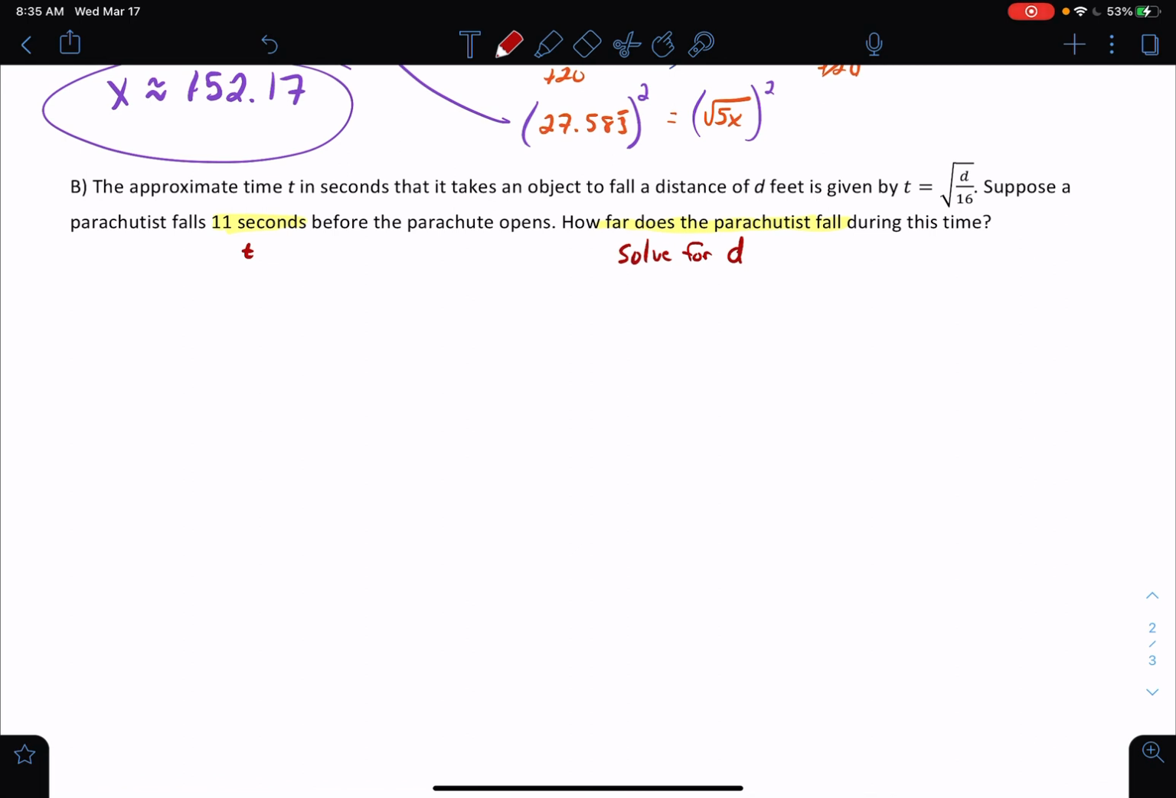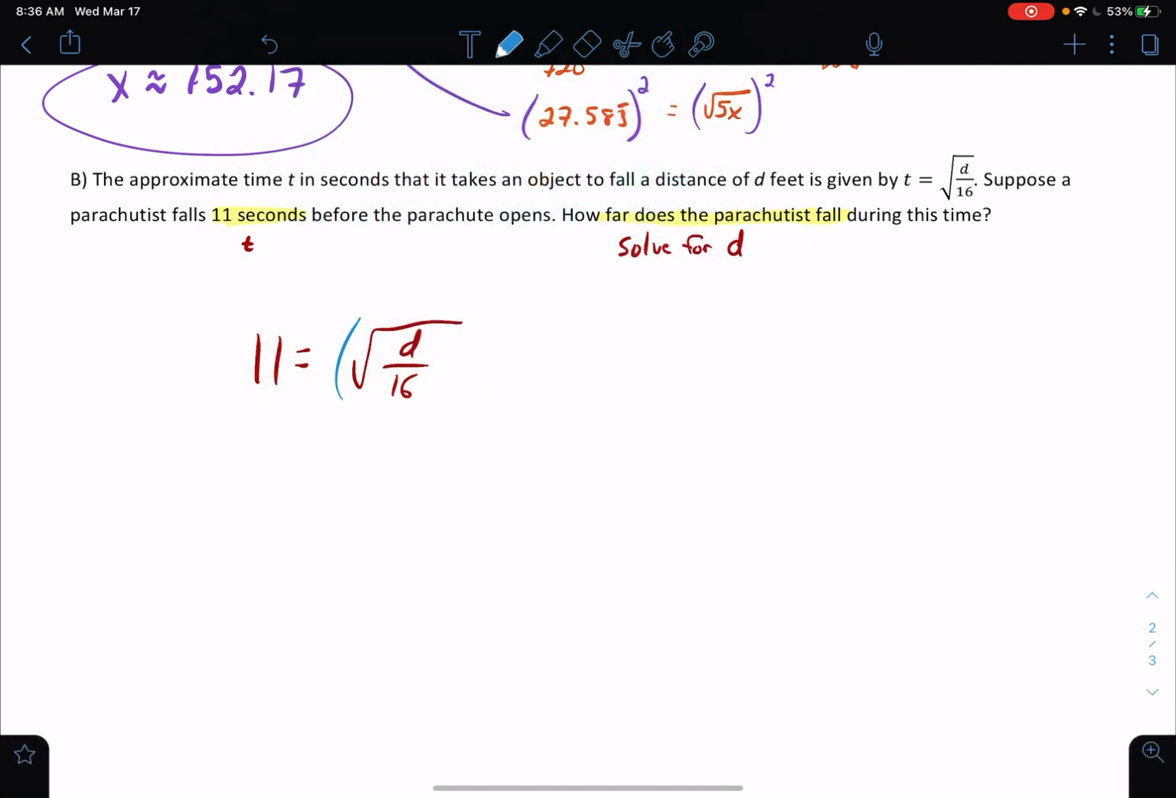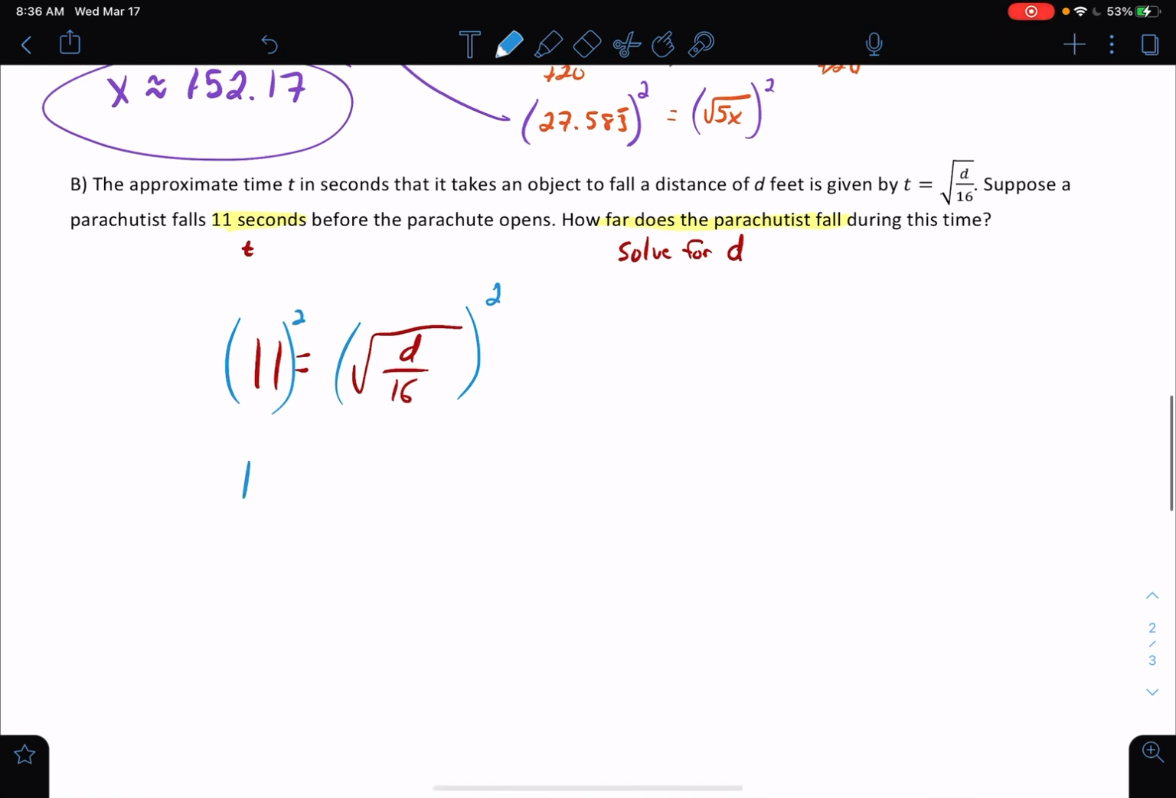All right, so we've got this formula. I'm going to plug in 11 for T, and now I need to solve for D. Well, D is currently trapped inside of a radical, so in order to undo a square root, we need to square both sides. So I'm going to get 121 equals D over 16. So 121 times 16, I'll get D equals 1,936, because at this step, we need to multiply both sides by 16. All right, so D equals 1,936, and then our units on this is feet.